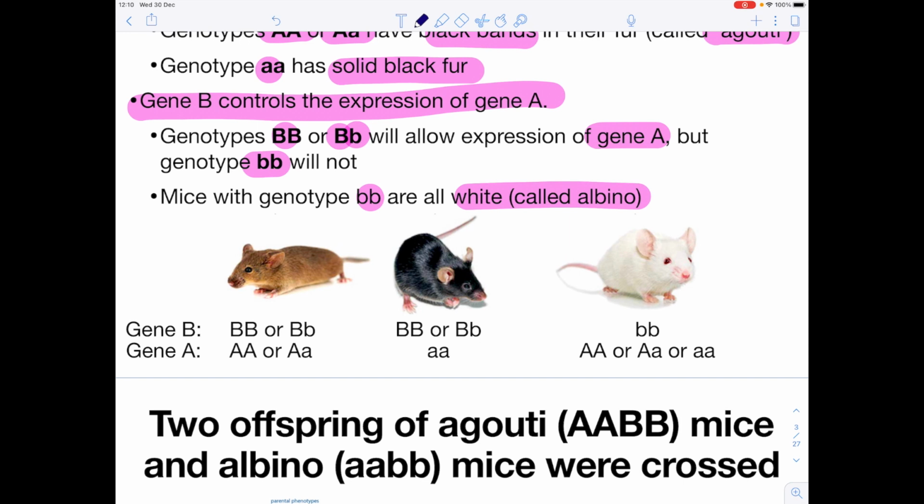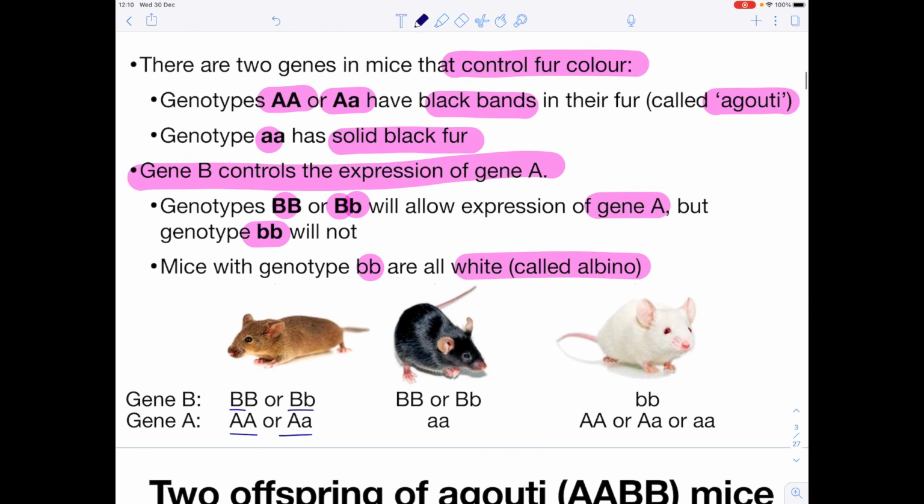If we look at some pictures to understand what's going on, first of all we need to look at gene B, because when we identify what's going on with gene B, we'll know what output of gene A we'll get. We know that capital B, capital B or capital B, lowercase b will allow the expression of gene A. And we've been told that if we allow that expression of gene A, then the mice are going to have black bands in their fur, and that's called agouti. I know it's a bit confusing because it doesn't look very black, but we have our agouti mouse here.